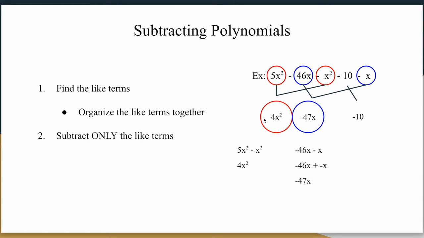Now this is different from adding polynomials. Why? Because we're going to keep the sign here. So this sign is negative. We're going to make it a minus sign. This sign is also negative. We're going to make it a minus sign. To get the final answer of 4x squared minus 47x minus 10. Okay, so that's the final answer of this simplified polynomial.